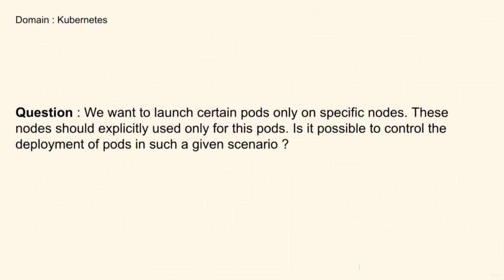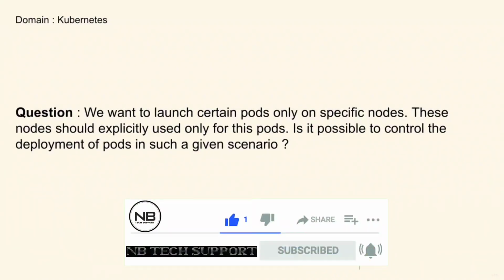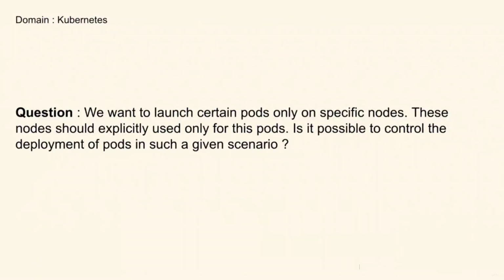We want to launch certain pods only on specific nodes. These nodes should be explicitly used only for these pods. Is it possible to control the deployment of pods in such a given scenario? Observe the question very carefully and try to see what could be the solution for such a use case in Kubernetes. This is a scenario that probably will be used in real time in many projects. Hence, it can be expected that they feel you will be aware of such a scenario.